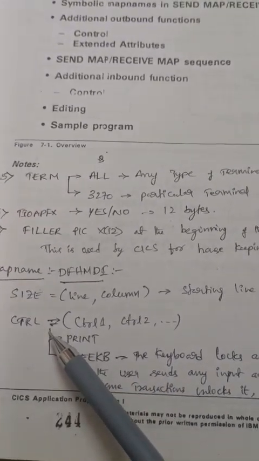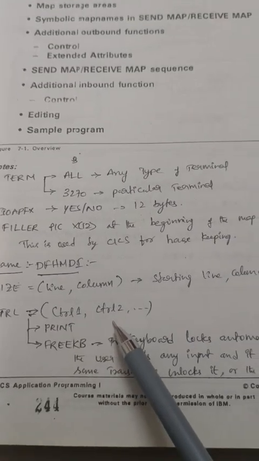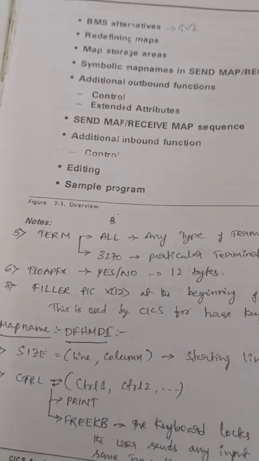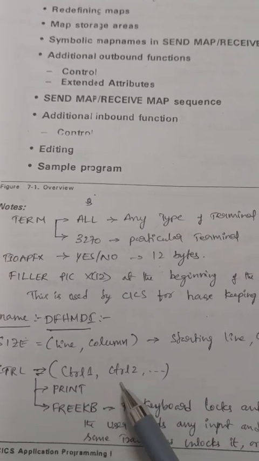And for control, we have control 1 and print, free keyboard. We have control 1, comma, control 2. We can mention many types of controls here.